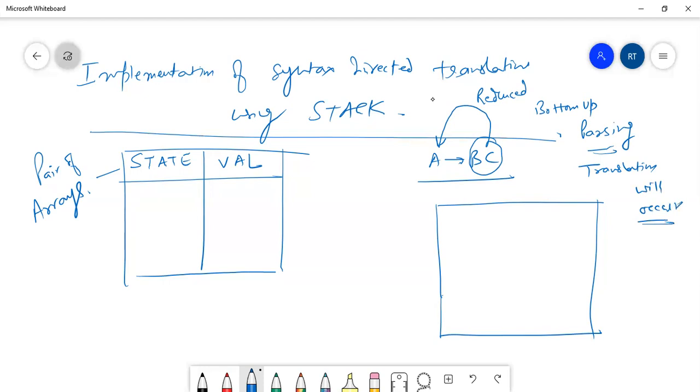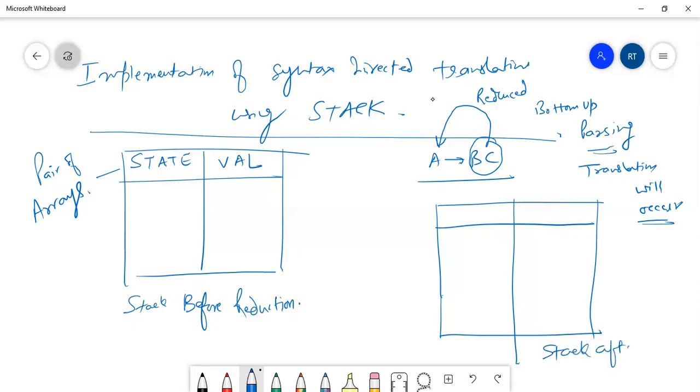Again, there are two different stacks. One is the stack before reduction, and second is the stack after reduction. Again, it consists of a state and a value.